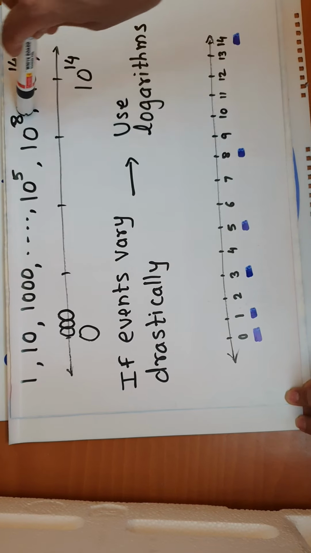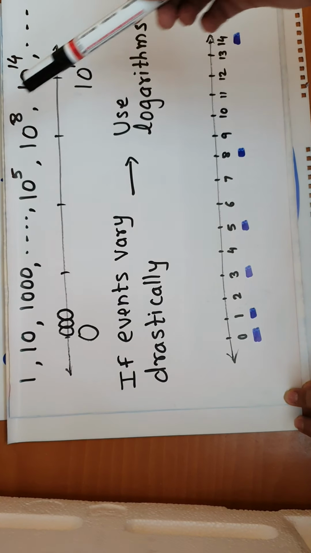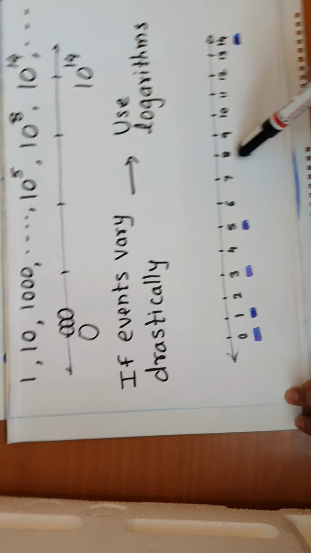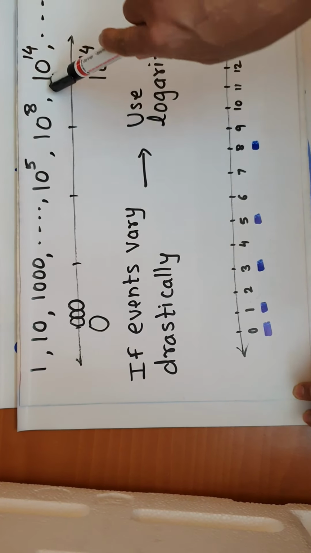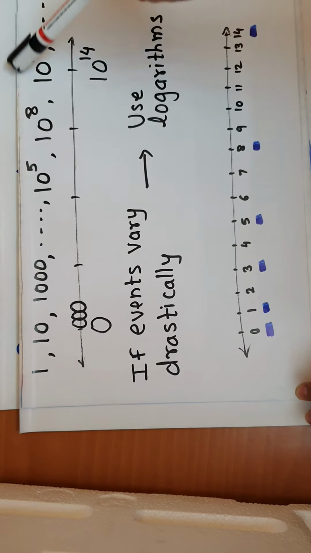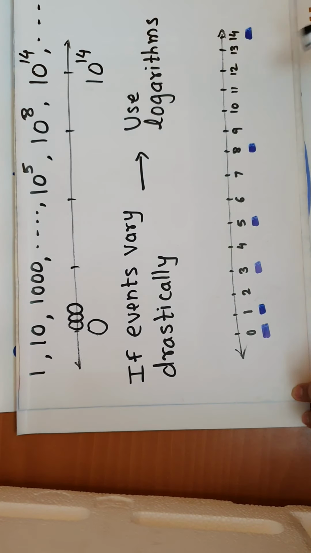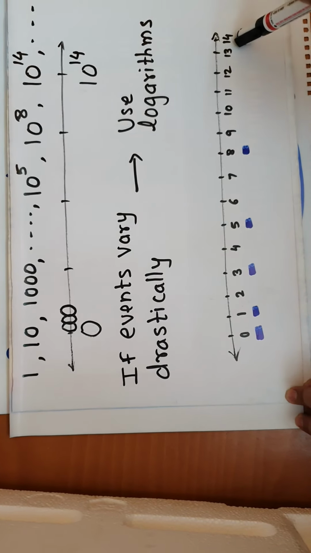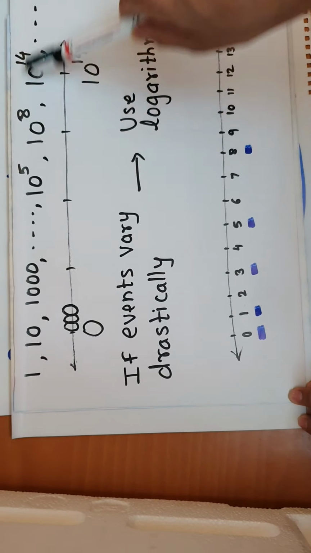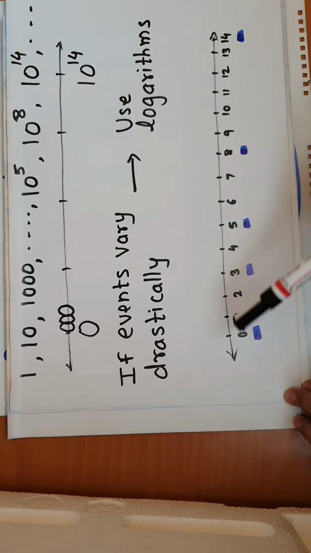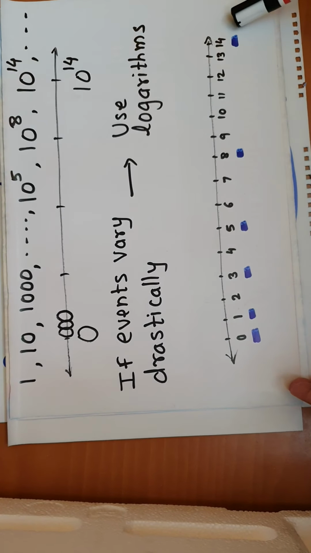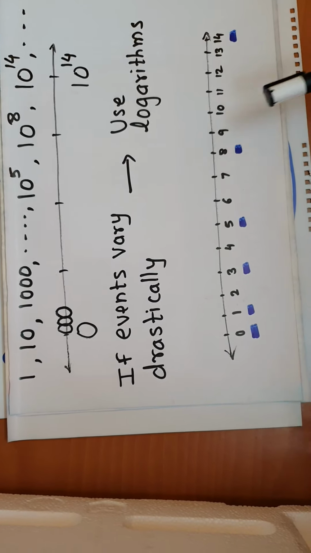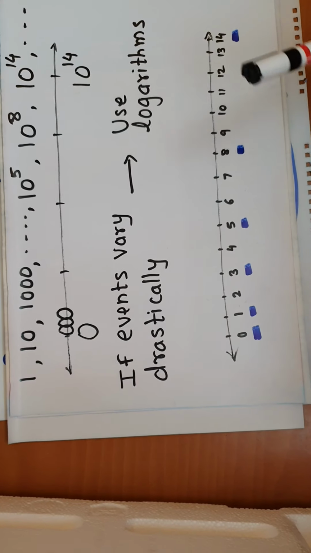Same way 10 raised to 8 has log 8. So instead of 10 raised to 8, we can use only 8. Log of 10 raised to 14 to the base 10, we discussed it is 14. So instead of writing this huge number 10 raised to 14, we can just write 14. Now all these numbers in this list, we can represent in your notebook using a scale of 0 to 14. So this is the use of logarithmic functions.